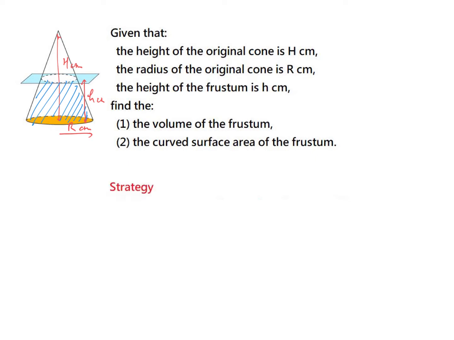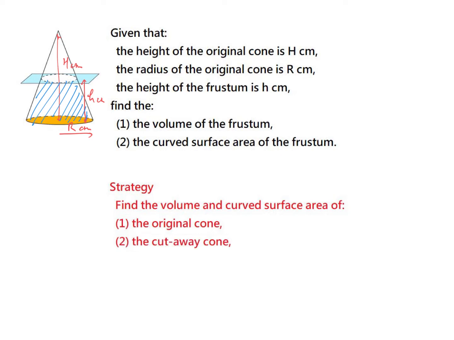So our strategy would be, we need to find the volume and curved surface area of the original cone and then of the cutaway cone, the top part. The difference, of course, would be the volume and curved surface area of the frustum. So here it is, the strategy.